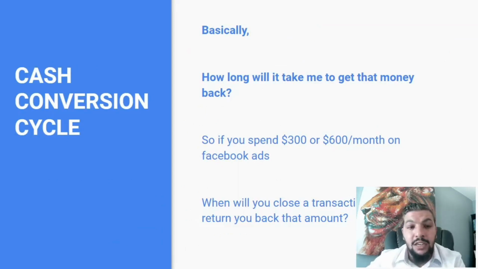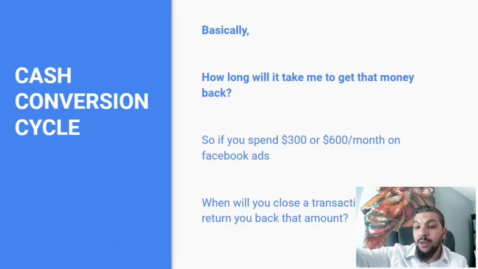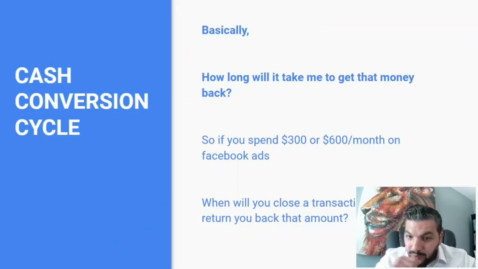Facebook ads, let's say you spend $300 this month. By next month, out of the leads generated this month, some of them are under contract, and by the third month, they're closing, right? So hypothetically speaking, you spend $300 this month, you generate leads, they go under contract month number 2, they close month number 3, right? So that's how long it will take you to get that money back.